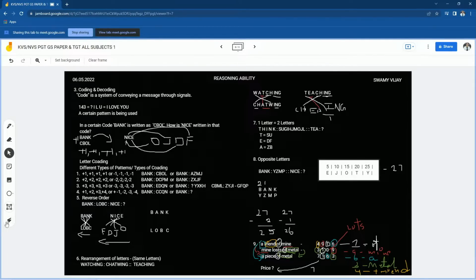Mansi: Sir, actually, in the word BANK, the last letter is K, no, sir? That is being reversed here in the second one. Correct. That means there are two methods.